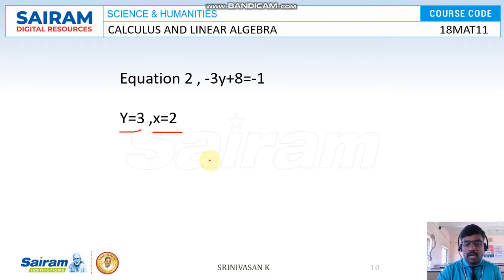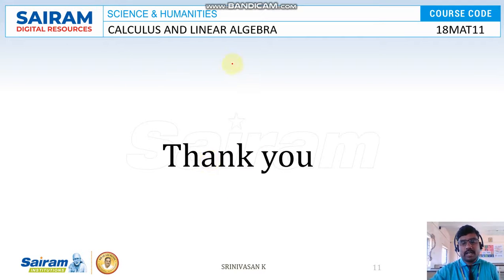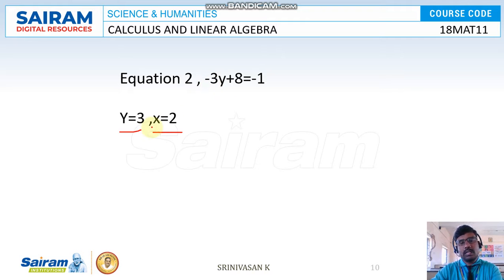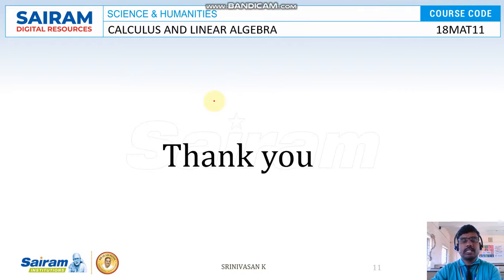Okay. So how to verify whether the answer is correct or wrong? Just substitute the x, y, and z values into any of the three equations given in the question. If the condition is satisfied, that is, the right hand side equals the left hand side, definitely your answer is correct. If not satisfied, your answer is wrong. This is the verification method.